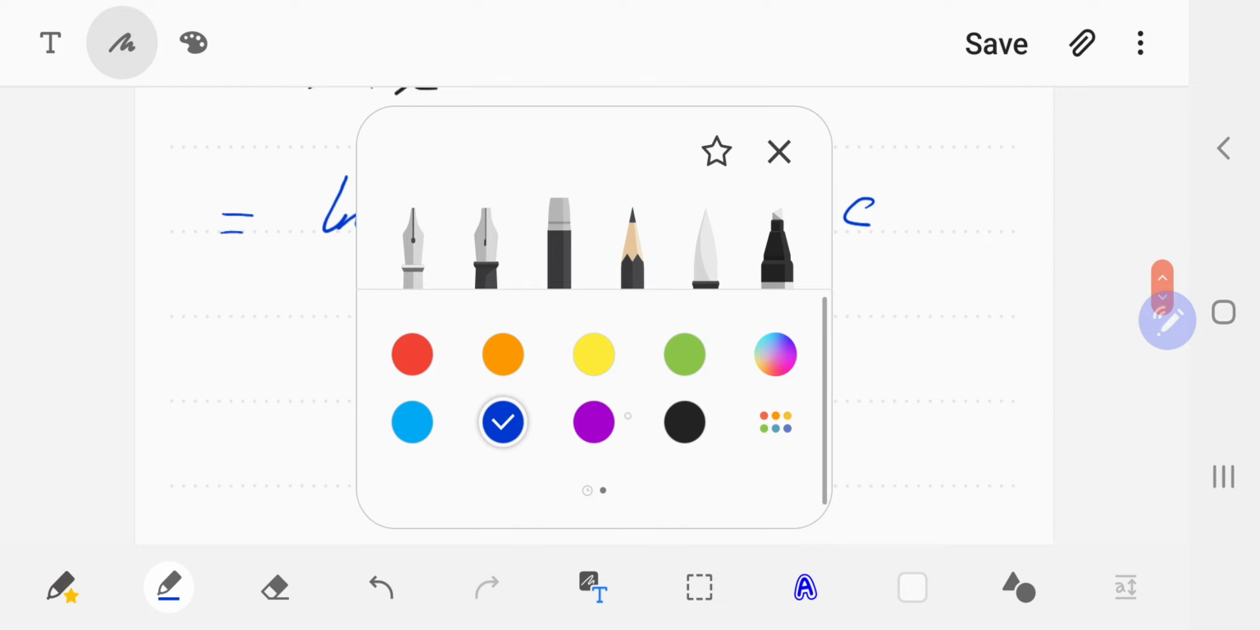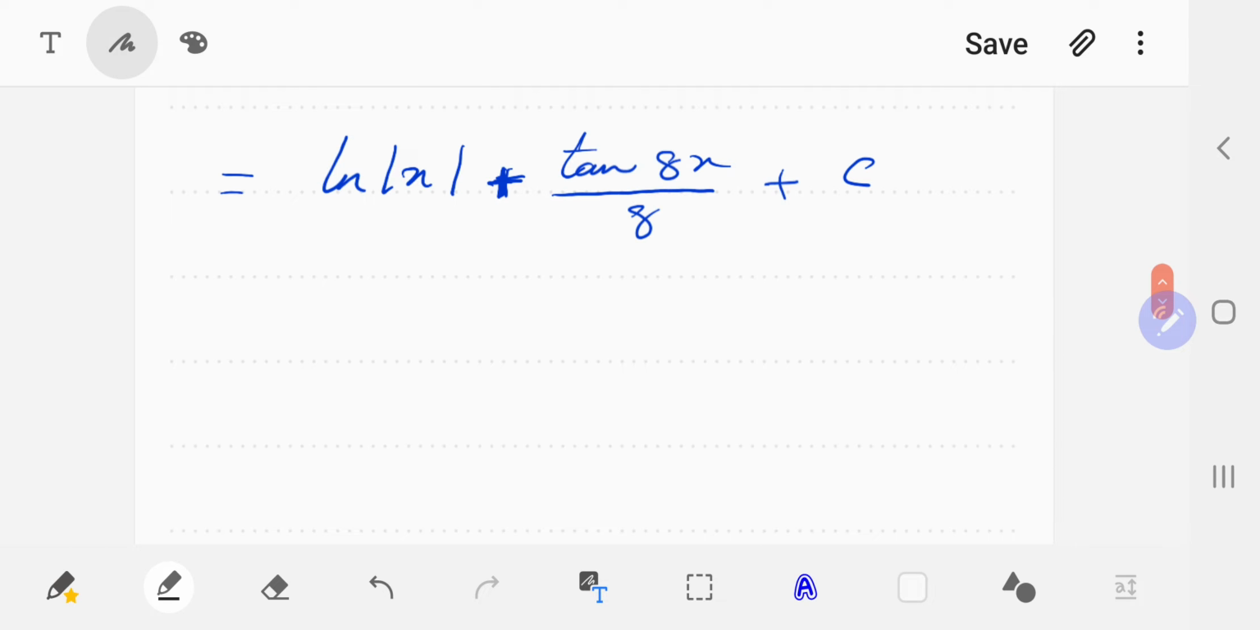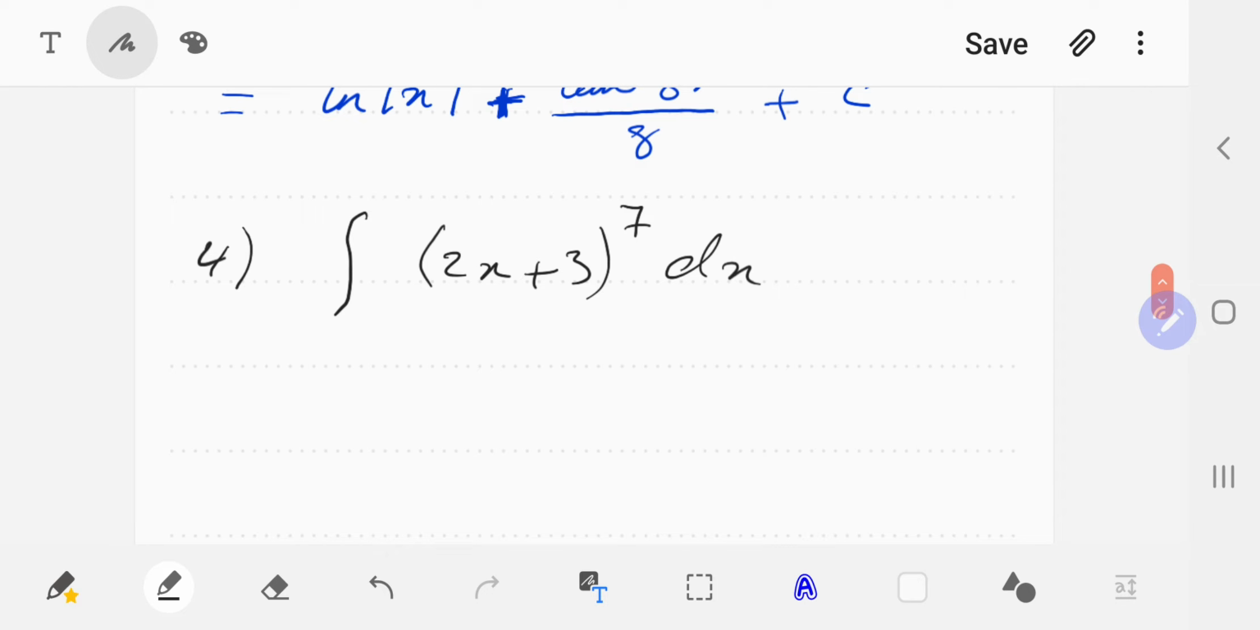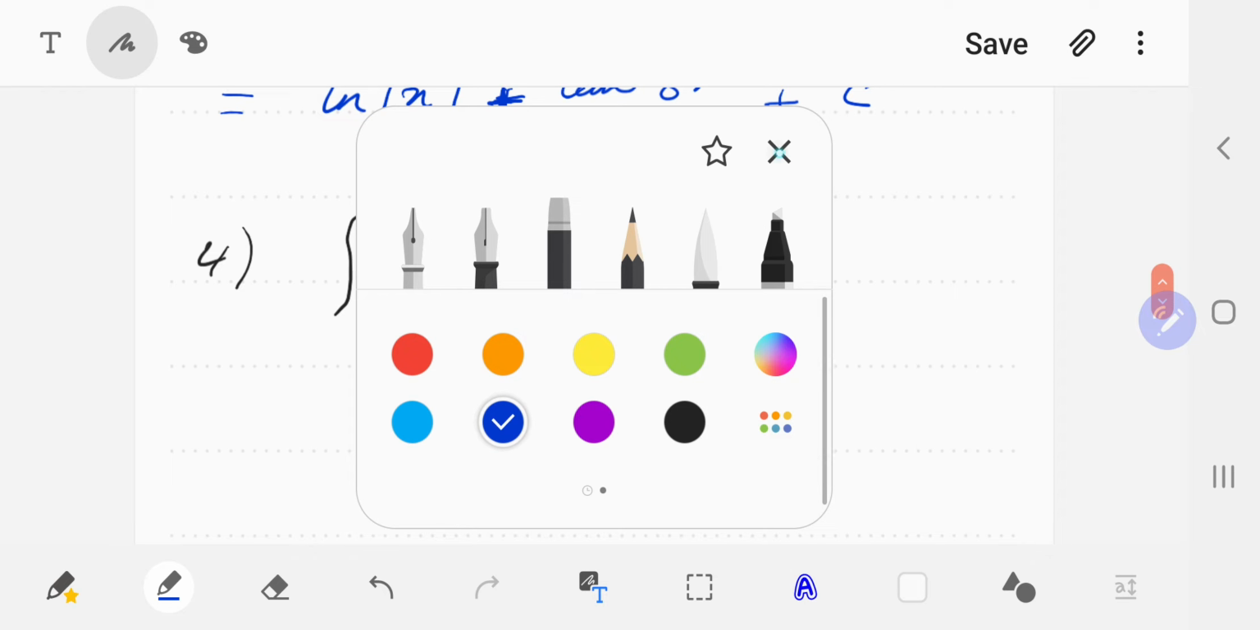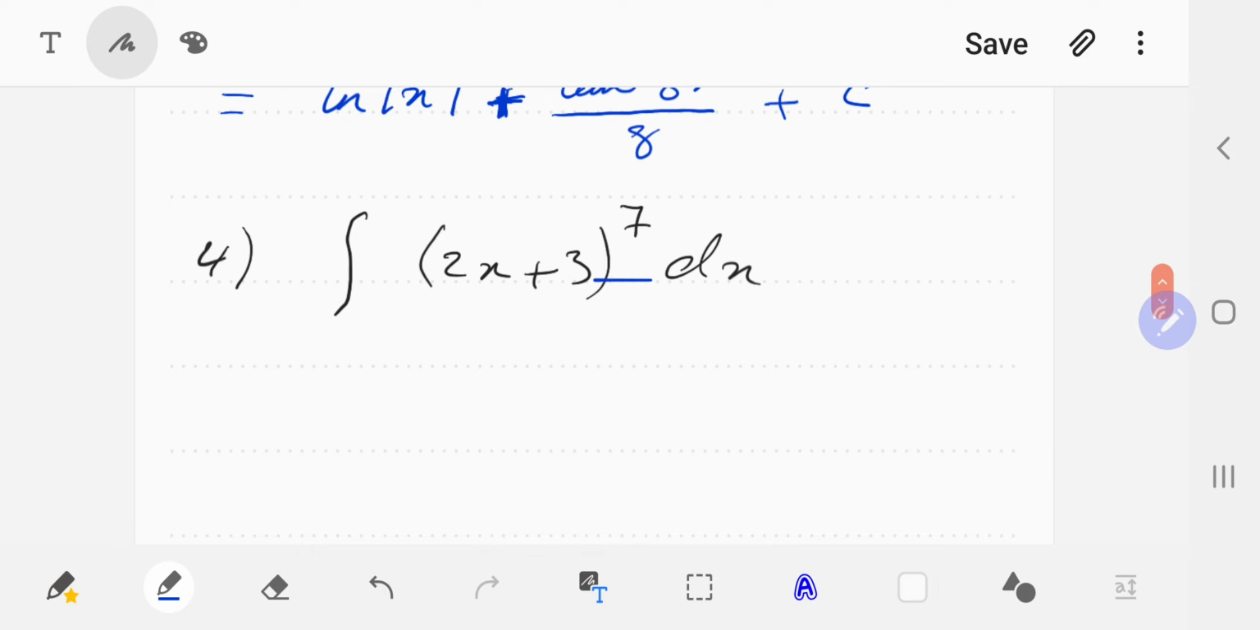Okay. What about composite? I didn't mention composite here. So, integration of, let's say, 2x plus 3 all to the power of 7 dx. Again, is it ready? Yes, actually it is ready. What's inside the composite is linear, so I can integrate immediately.